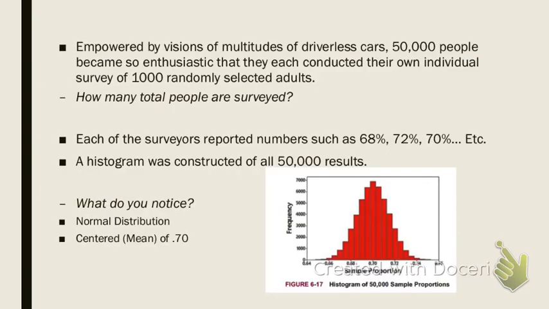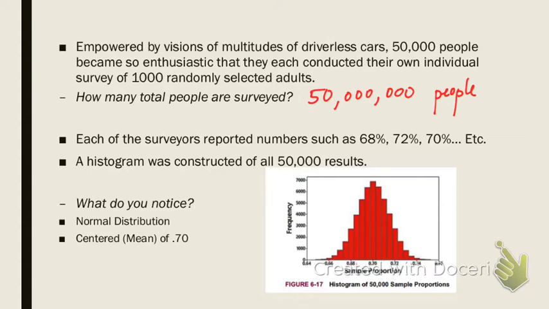So here, what they did is they assigned 50,000 people to go out and take samples of 1,000. So how many people is that? Whatever 50,000 plus 3 extra zeros is. 50 million people. That's a lot. So 50,000 people took surveys of 1,000 people. That's 50 million people. Then they came back and they reported their results.